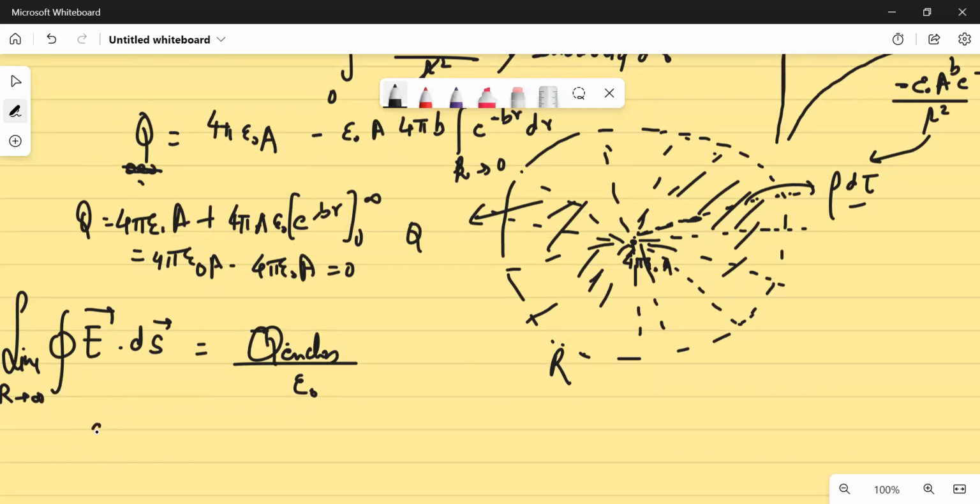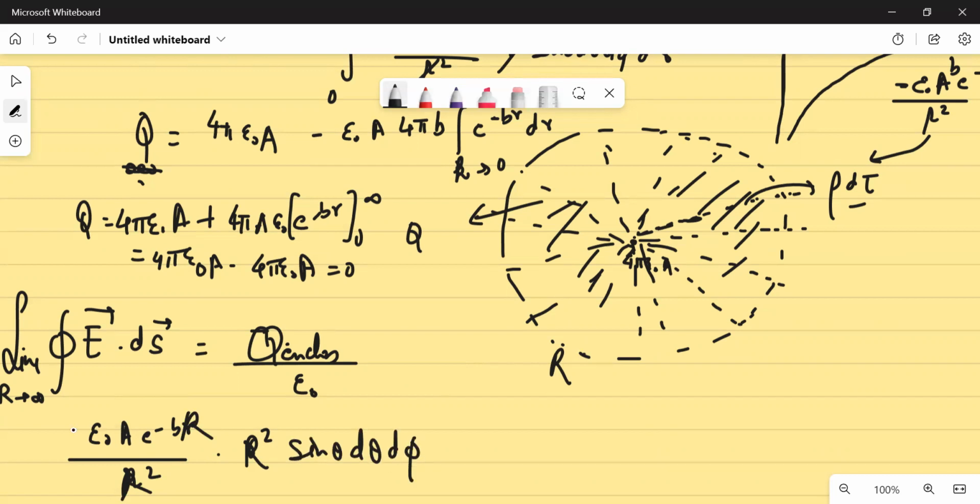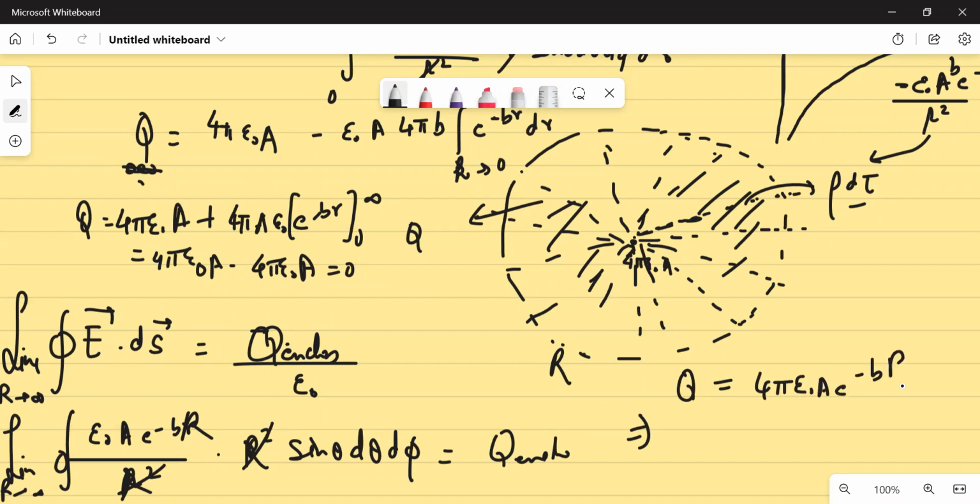That is, I think E vector is given by 1 over 4 pi epsilon naught, A e to the power minus b r upon r square r cap. If I take this radius as capital R, it will be integral of r square sine theta dr d theta d phi, with r tending to infinity, and this is equal to the total charge enclosed. The r square gets cancelled from here. This will be 4 pi epsilon naught A e to the power minus b capital R, with the condition that R tends to infinity. This will again give me that the total charge enclosed by the system is equal to 0.